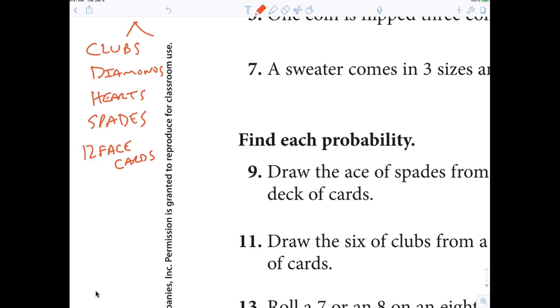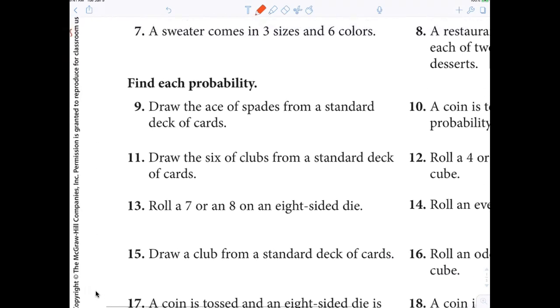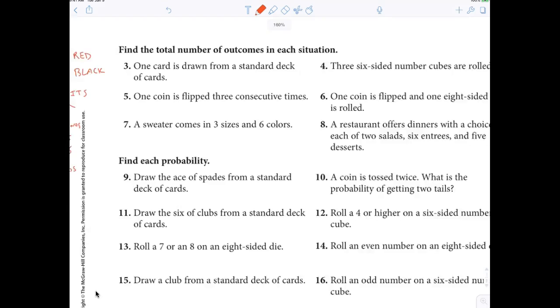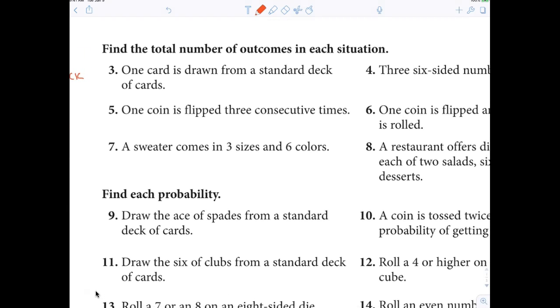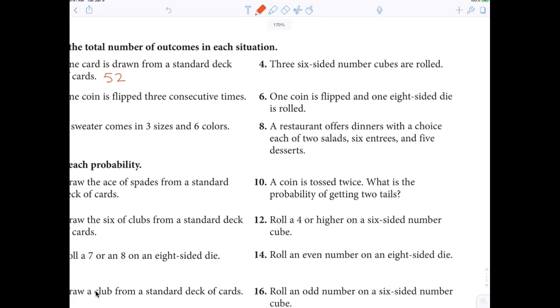It says here, find the total number of outcomes. If you want to draw one card, how many different outcomes are there? Yes, 52, because there are how many different cards in the deck? 52. So everybody put 52 down. All right. Now remember, as soon as you don't understand something, I totally get that. You don't play cards. You may not know. So I got to help you with that.